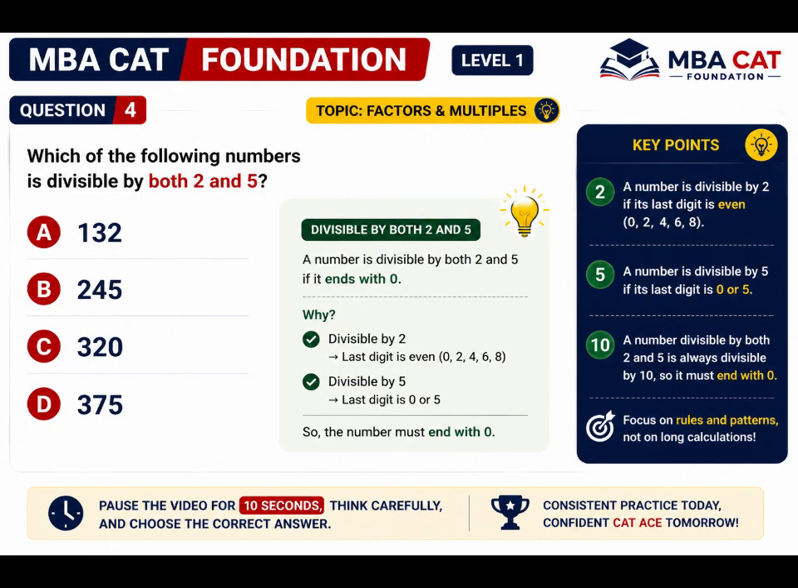Question 4. Divisibility rules. Which of the following numbers is divisible by both 2 and 5? Option A, 132. Option B, 245. Option C, 320. Option D, 375. Before choosing your answer, remember two simple rules. A number divisible by 2 must end in an even digit. A number divisible by 5 must end in 0 or 5. Now think carefully. Which number satisfies both conditions?